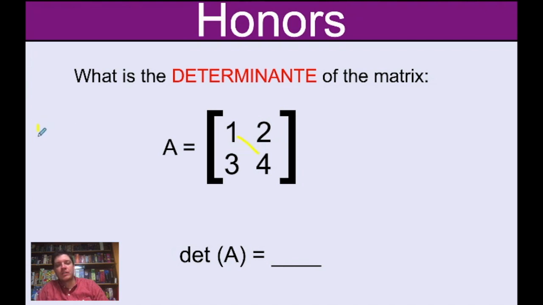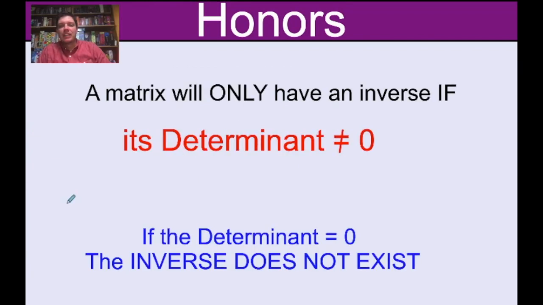1 times 4 is 4. And then 2 times 3 is 6. 4 minus 6 is the number -2. Now that number is not 0, so there is an inverse. If the determinant had been 0, there would be no inverse. We'll talk more about why that is in just a second. So there's your reminder there. If the determinant is 0, the inverse does not exist.